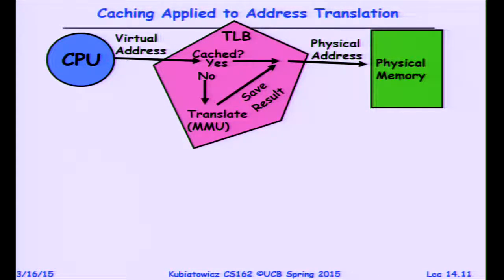Okay, and this is why we can have this complicated page table with 2 or 4 levels and still have a reasonable access time, because most of the time we're caching by going through the TLB. This MMU path is not the common path, hopefully. Everybody clear on that?